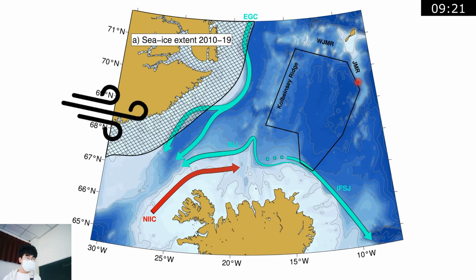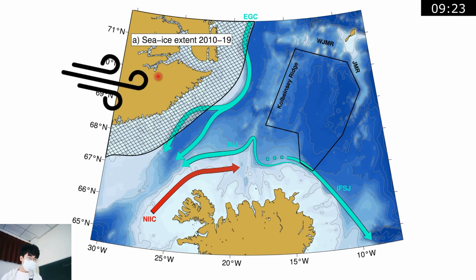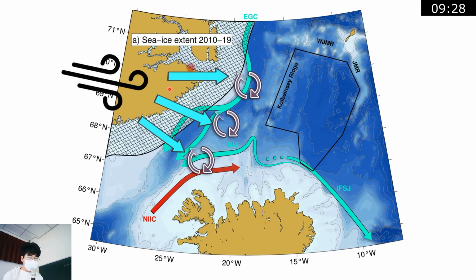But now the sea ice has reduced, so it can only exchange heat near the seashore. So it can only change in here, but not from the faraway sea. So the sea here would have more heat than before. So the temperature would become higher and the water mass would become less dense.